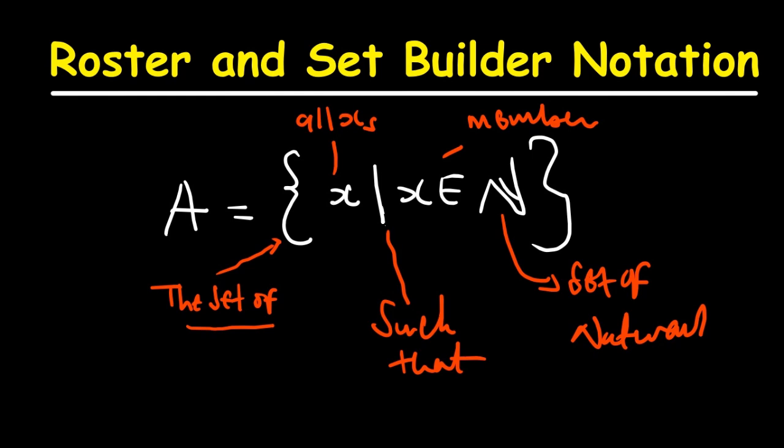Let me be using blue. Set A is a set of all x's such that this x is a member of what? Natural numbers. So that's how we are going to be interpreting the set builder form. And remember, the set builder form just gives us a rule as to which element will belong to that set.